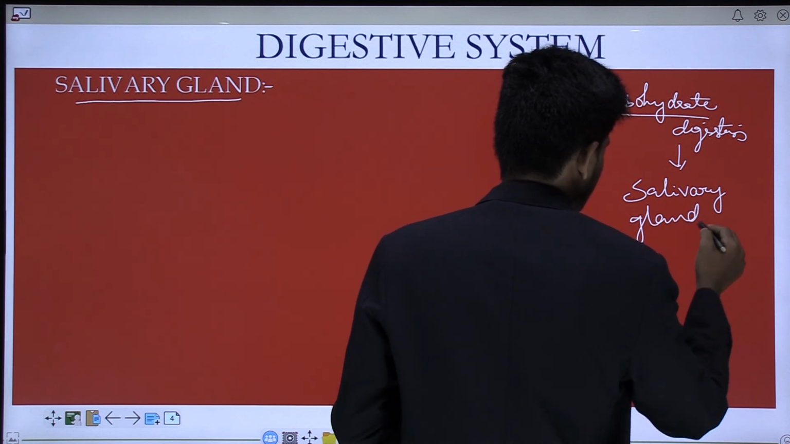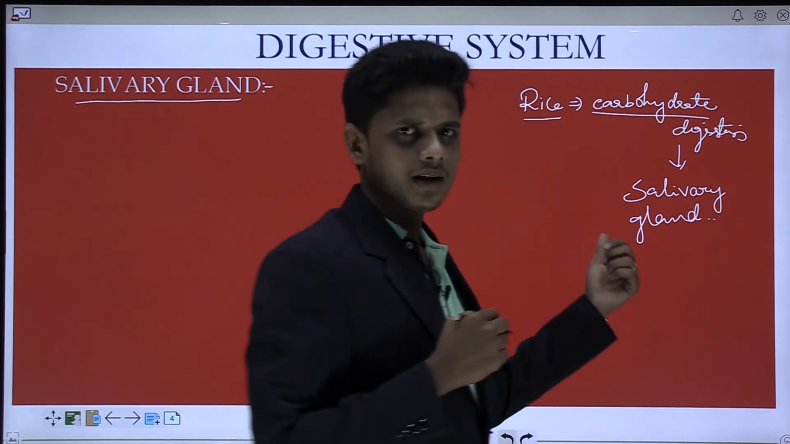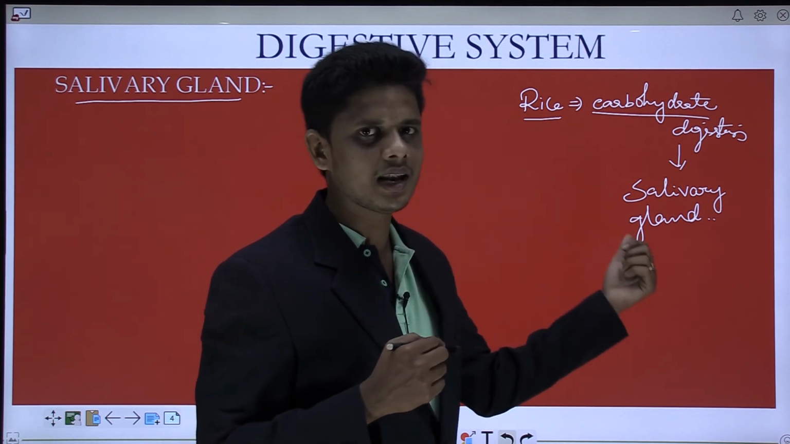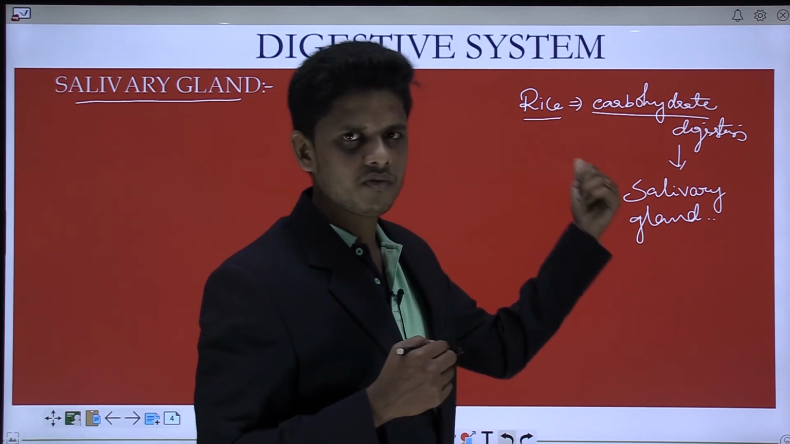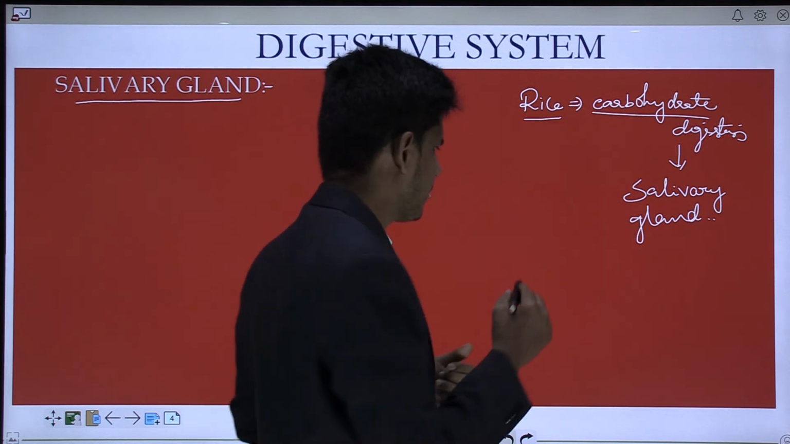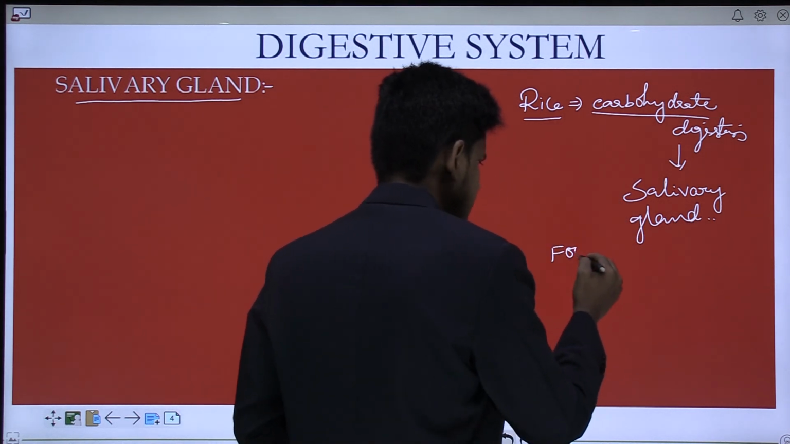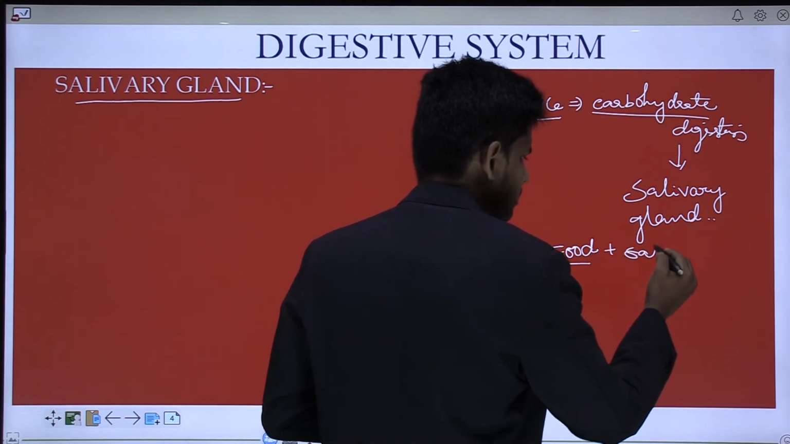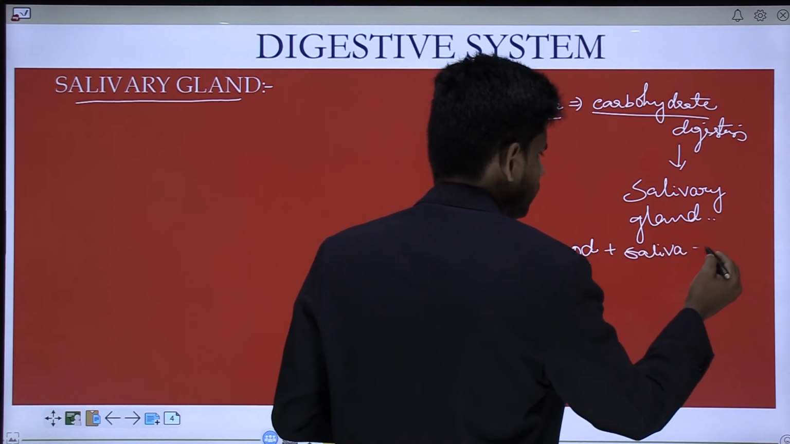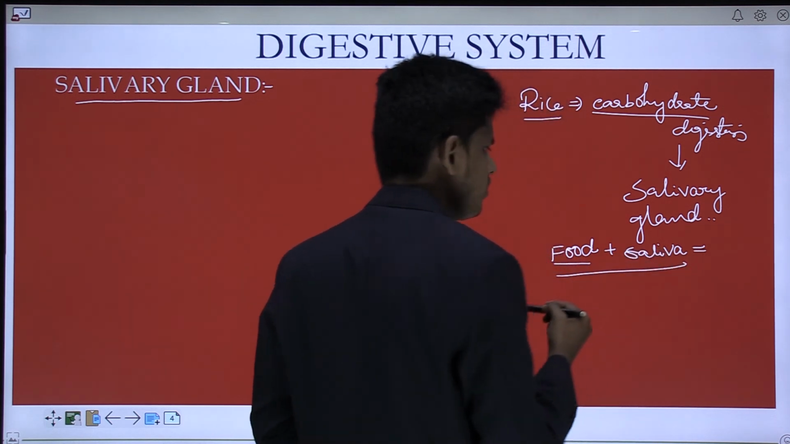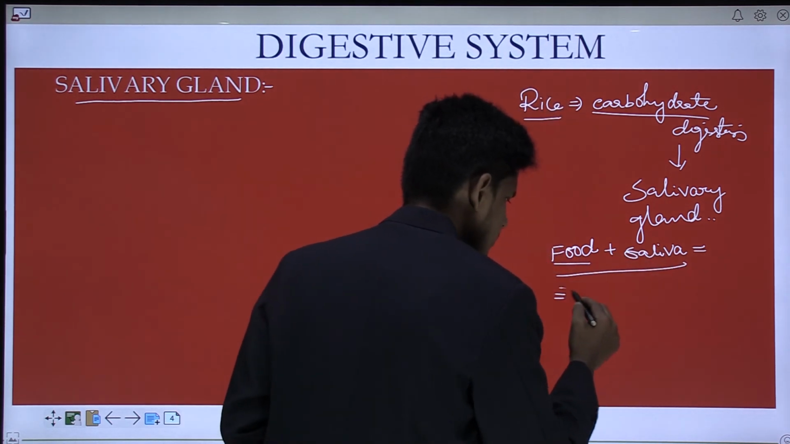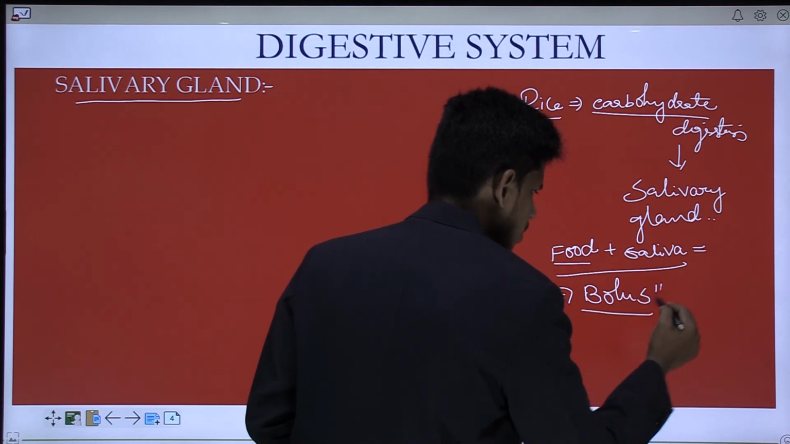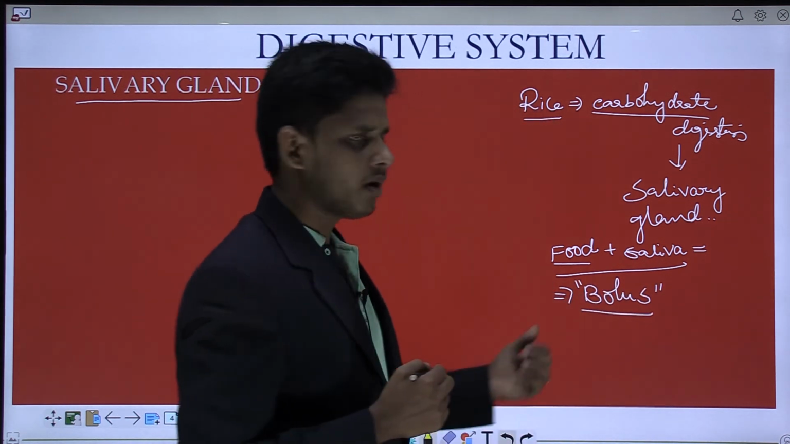Salivary gland. This particular salivary gland releases saliva. It secretes saliva and it thoroughly mixes with the food. Where the food is mixed with the saliva, it is called bolus. Bolus. Just remember this.